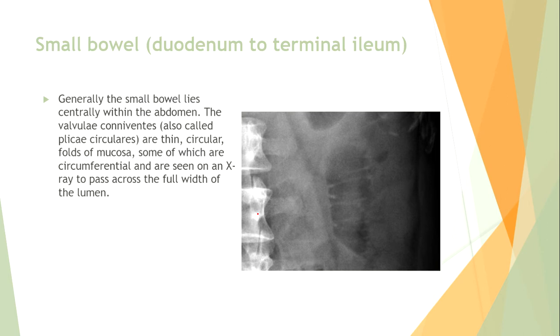Small bowel, duodenum to terminal ileum. Generally, the small bowel lies centrally within the abdomen. The valvulae conniventes, also called plicae circulares, are thin, circular folds of mucosa, some of which are circumferential and are seen on an X-ray to pass across the full width of the lumen. And you must understand, the small bowel must be 3 centimeters in width.